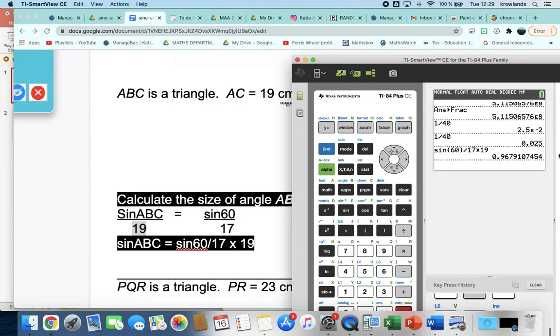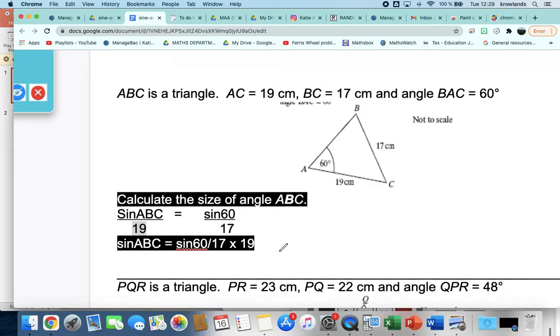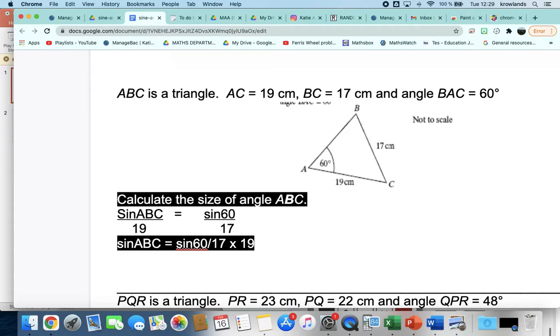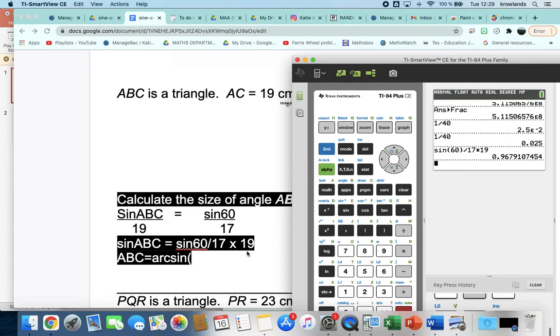Lovely, we've got a lovely decimal. You are going to expect a decimal, because this is not our last step. Our last step is to get ABC, or the angle at B, on its own. And the way we do that is we say that ABC is going to be equal to arcsine, with a Spanish calculator, or sine to the power of -1 of this number above. And we've calculated this number above to be 0.979.